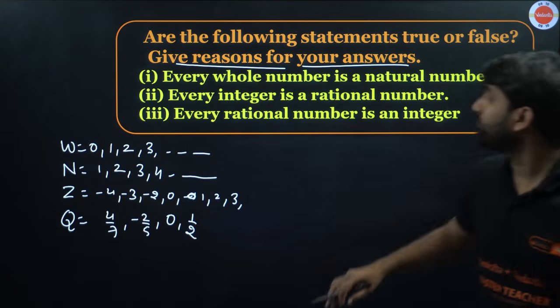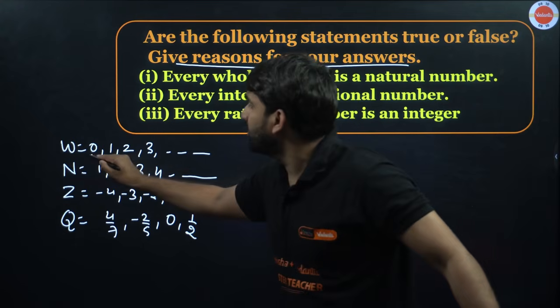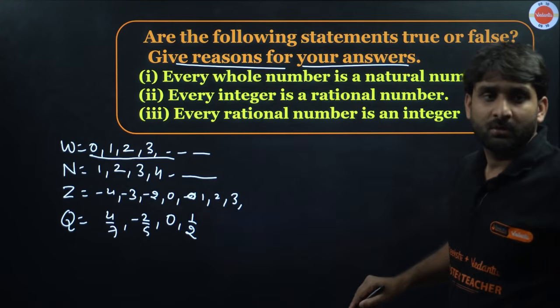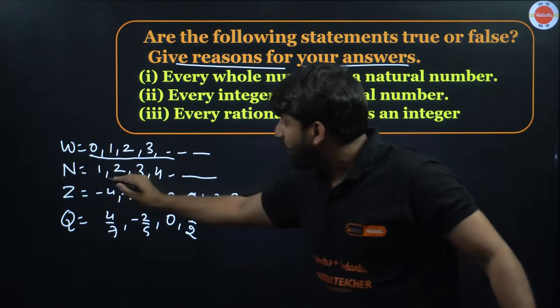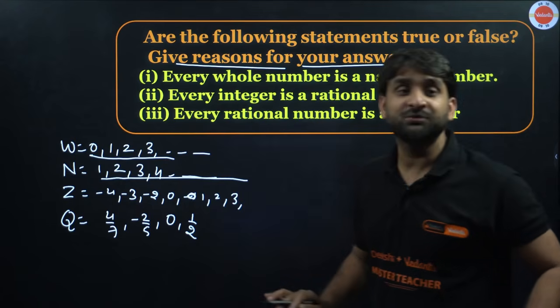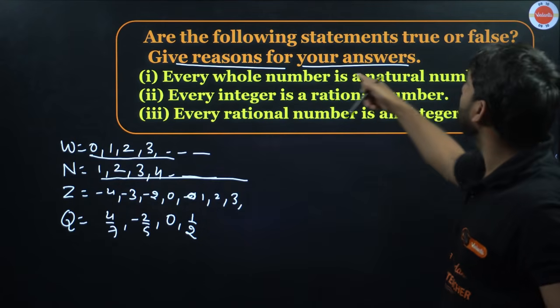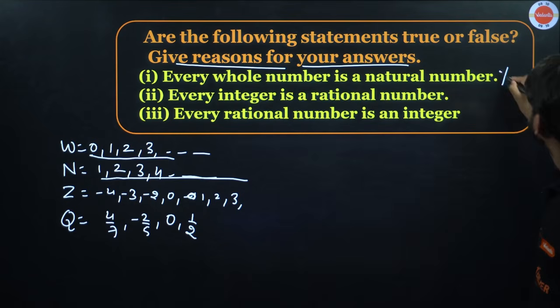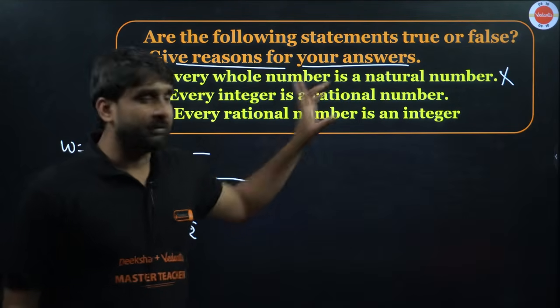Okay, so the first question is every whole number is a natural number. Whole numbers means 0, 1, 2. So is every whole number a natural number? No. In natural numbers 1, 2, 3, 4 are there. But in whole numbers 0 also comes up. So 0 is not present in natural numbers. So this is absolutely false. The first question is false.